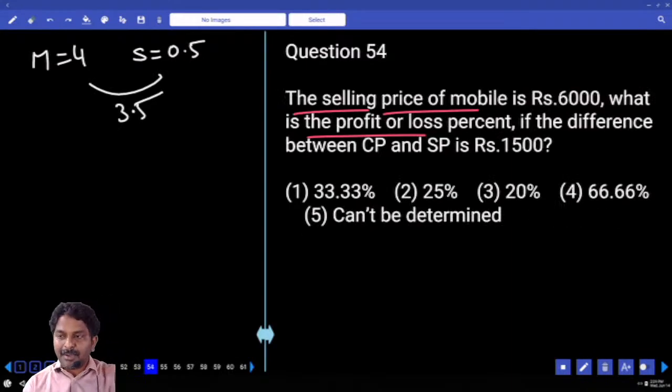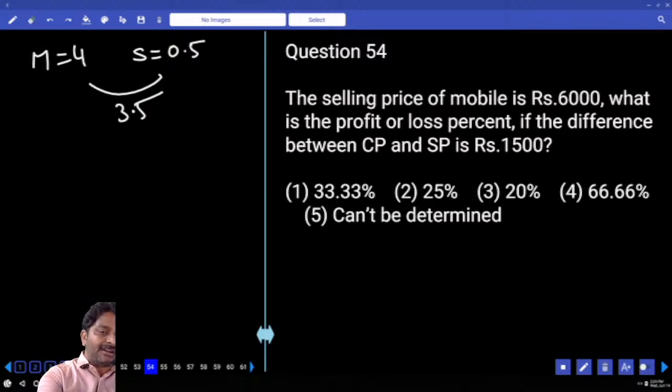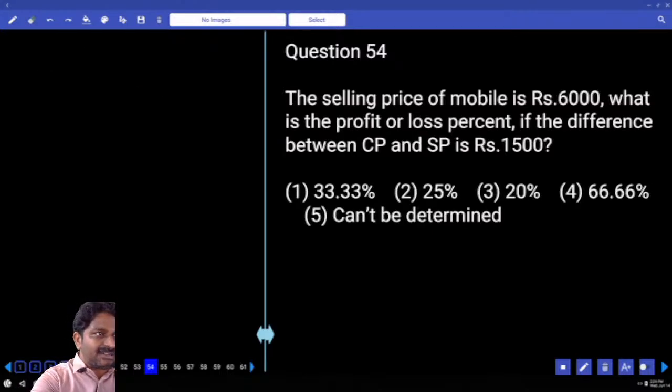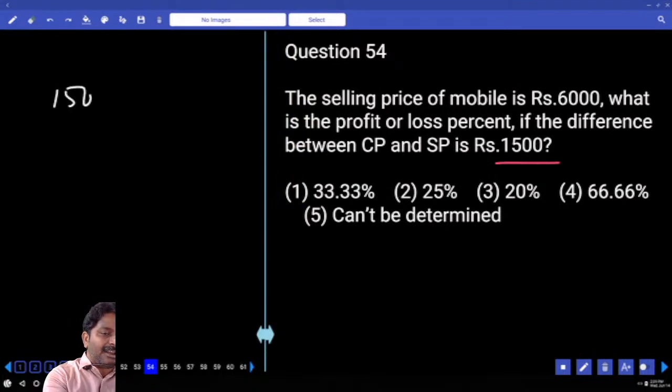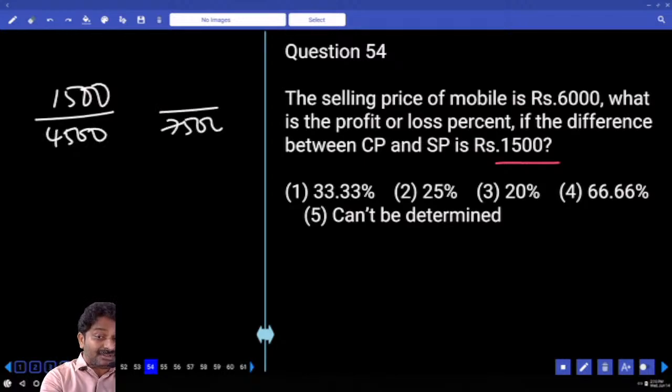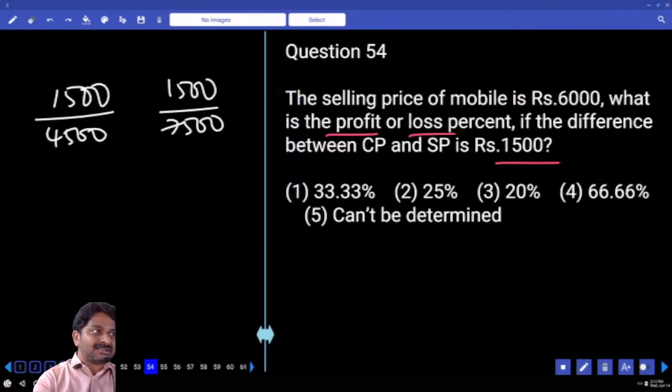The selling price of a mobile is 6,000. What is the profit or loss percentage if the difference between cost price and selling price is 1,500? So now, can we answer the question? Yes or no? The difference is 1,500, calculated on cost price. How much is the cost price? It may be 4,500 or it may be 7,500. They did not mention whether it is profit or loss.